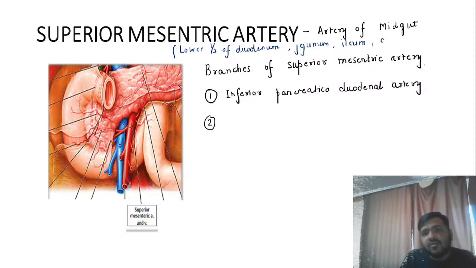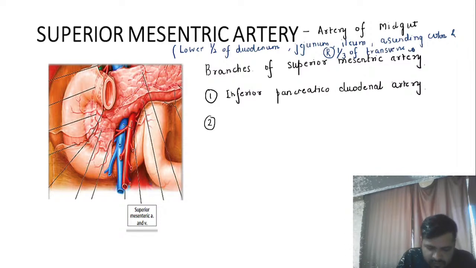Ascending colon, and the right one third of the transverse colon. So basically it is the artery of the midgut and it is supplying the lower half of the duodenum, jejunum, ileum, ascending colon and the right one third of the transverse colon. We have already discussed the branch for the duodenum. Now come to the next organ, the jejunum and ileum. So basically the arteries will be supplying the jejunum and ileum.